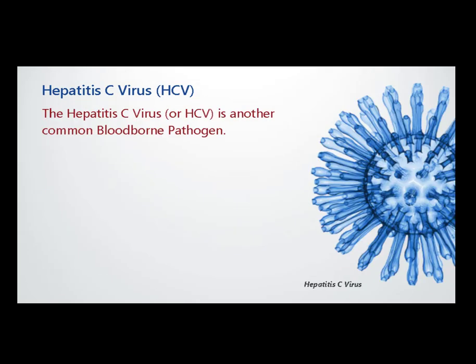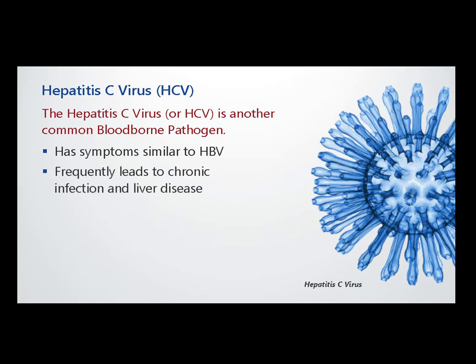The hepatitis C virus, or HCV, is another common bloodborne pathogen. HCV has symptoms that are similar to HBV, including jaundice, fatigue, and abdominal pain. Frequently, in about 3 out of 4 cases, HCV leads to a chronic infection and liver disease, which may be life-threatening. HCV has no cure or vaccine, though medications can suppress the virus and new treatments are showing promising results.